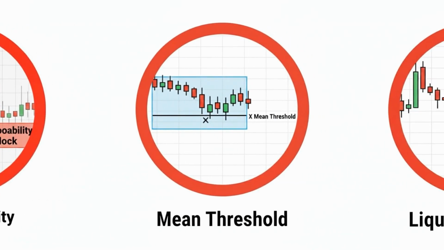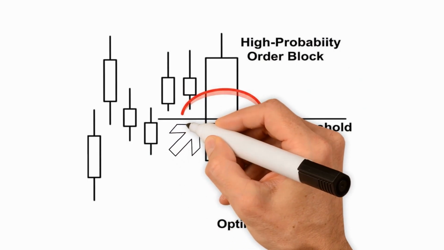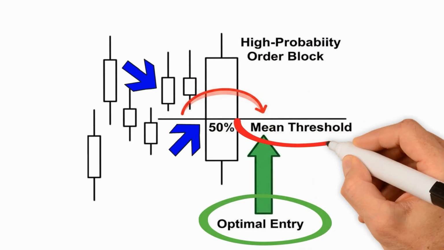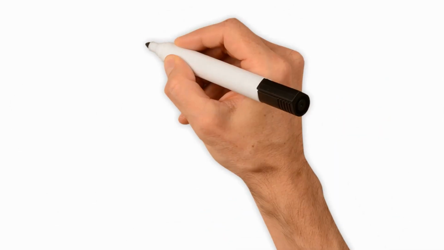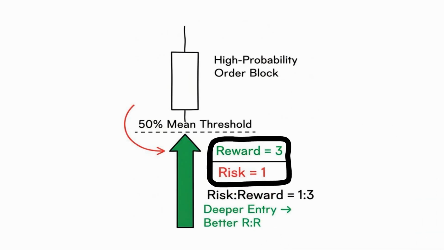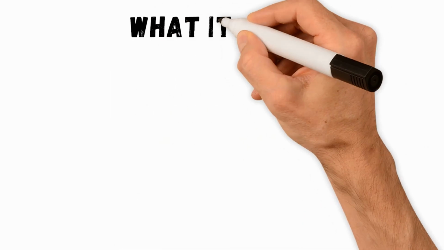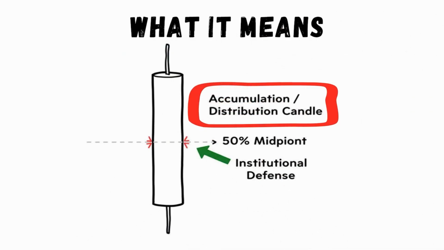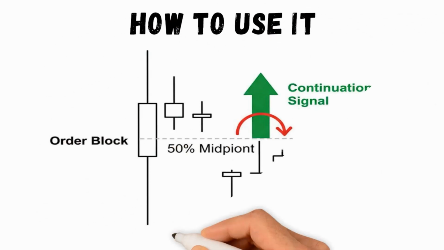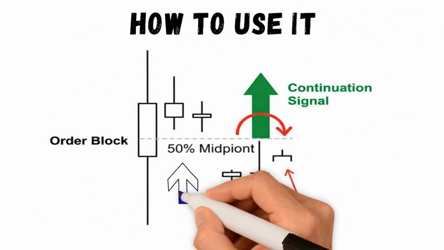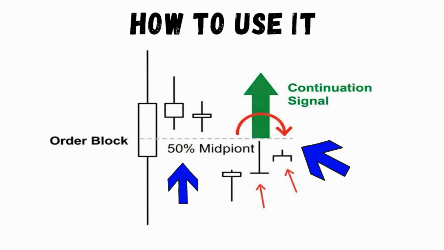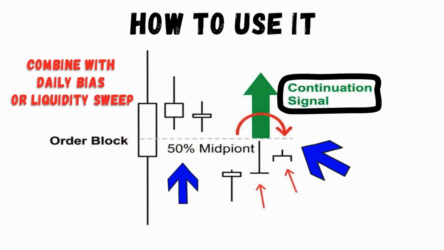Mean threshold. The mean threshold is the 50% level of a high probability order block. Instead of entering at the open of the order block candle, ICT traders often wait for price to retrace to this midpoint. It gives a deeper entry with better risk to reward, and it's commonly respected by algorithms. What it means: institutions often defend the midpoint of their accumulation or distribution candle. How to use it: after identifying an order block, calculate the midpoint from the candle's open to its close. If price retraces and holds above this level for longs or below for shorts, it's a strong sign of continuation. Combine with daily bias or liquidity sweep.